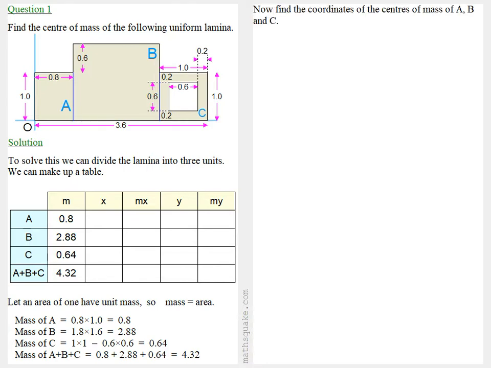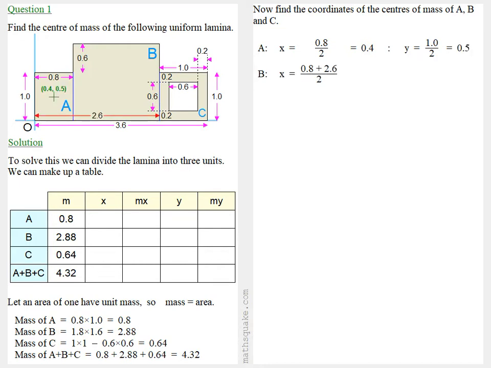Now we need to find the coordinates of the centres of mass of A, B and C. Now for A, the x-coordinate of the centre of mass is halfway across, so that's 0.8 divided by 2, or 0.4. And the y-coordinate is halfway up the rectangle, so that's 1 divided by 2, or 0.5.